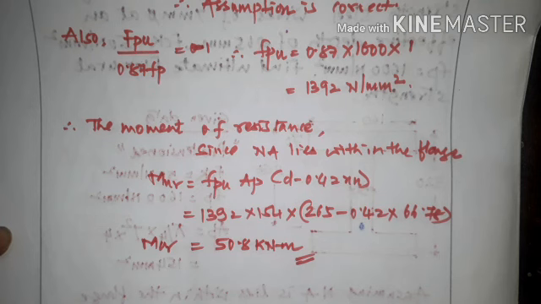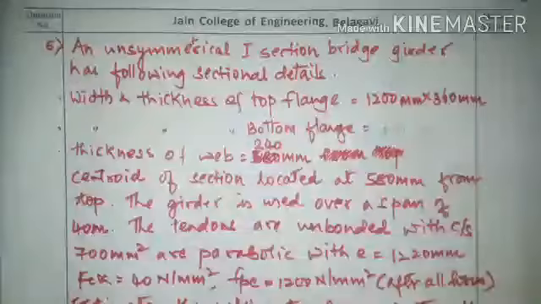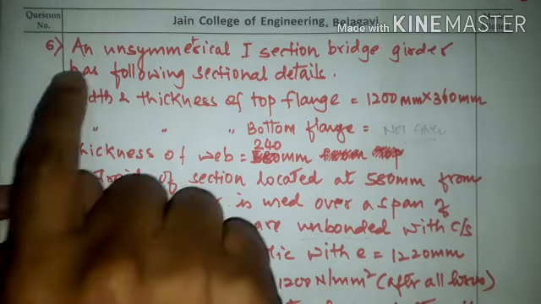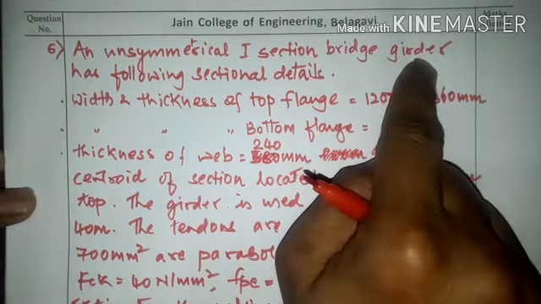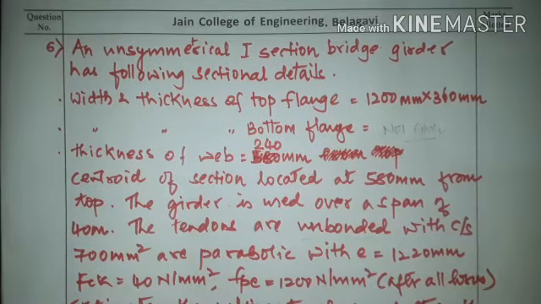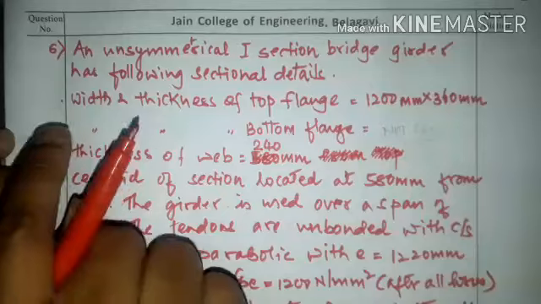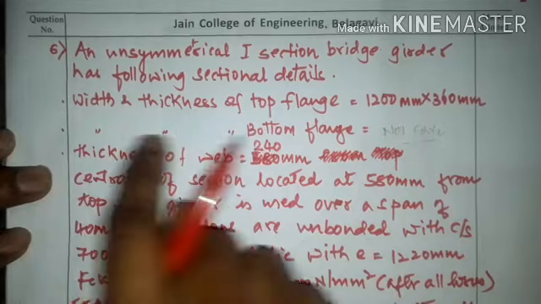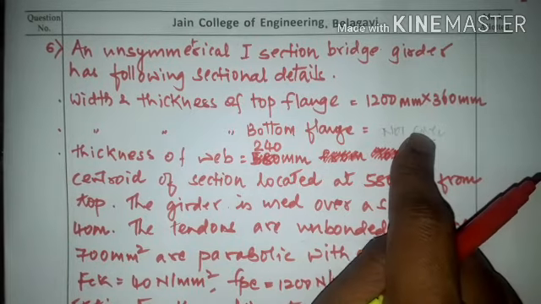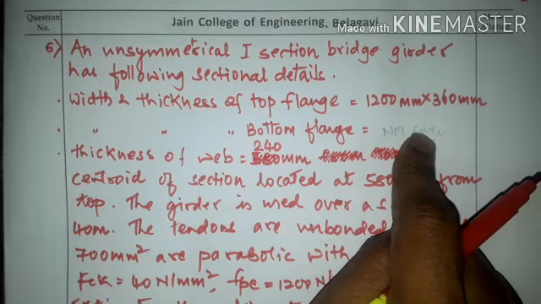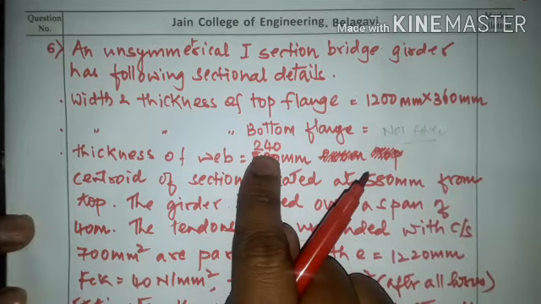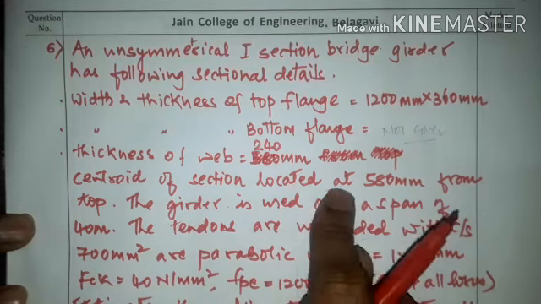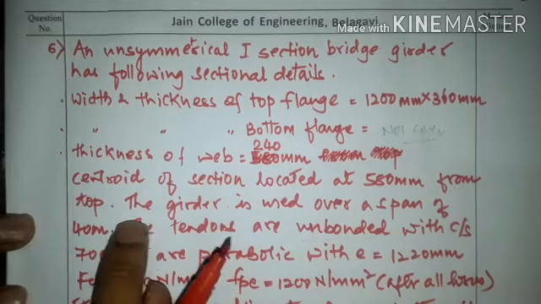So now we will go for the solution of the next problem. I will just read out the statement. An unsymmetrical I section bridge girder has the following sectional details. Width and thickness of top flange is 1200 mm by 360 mm. The size of bottom flange is not given, and it is not required here also. The thickness of web is 240 mm. Centroid of section at 540 mm from top.